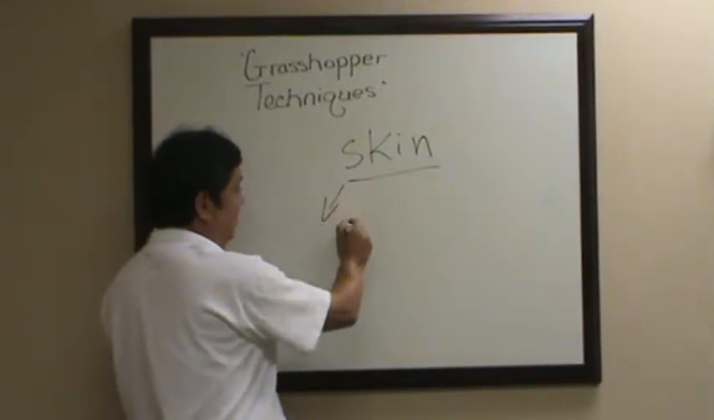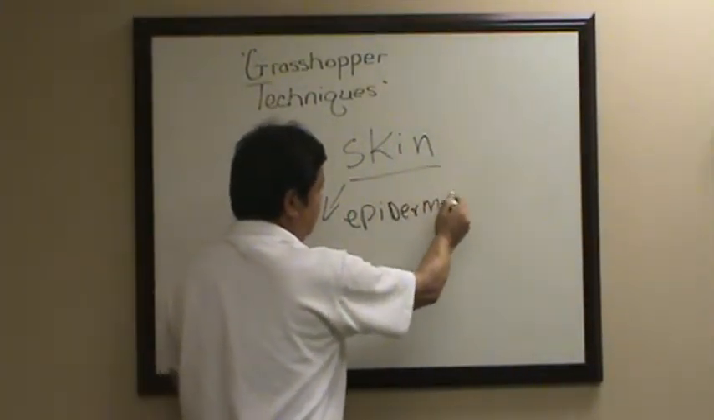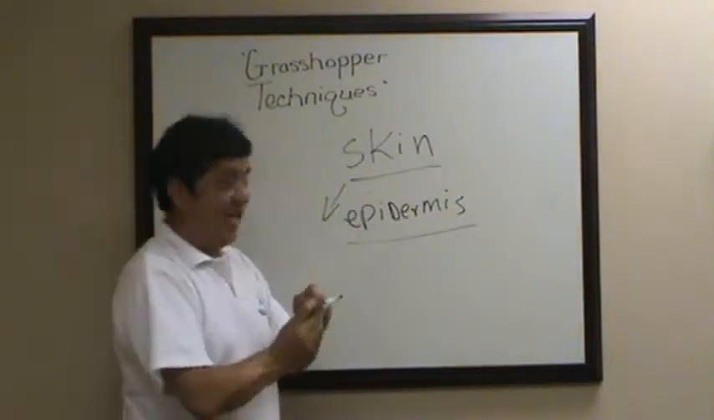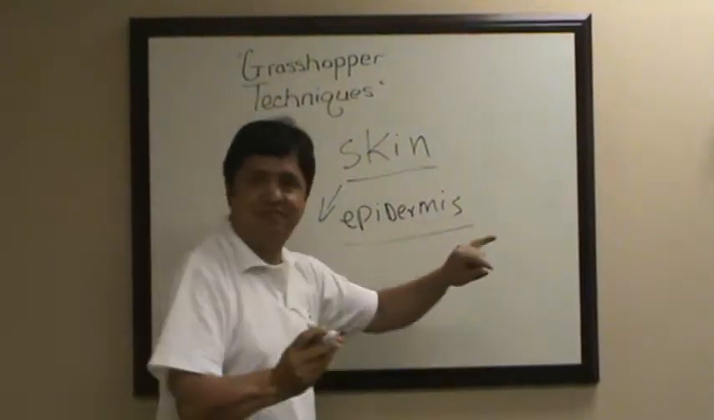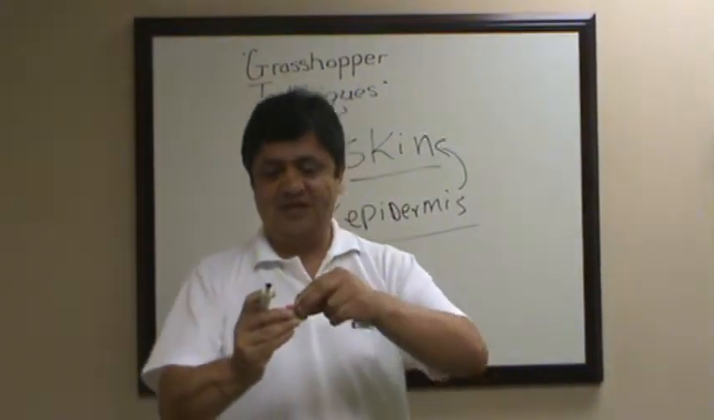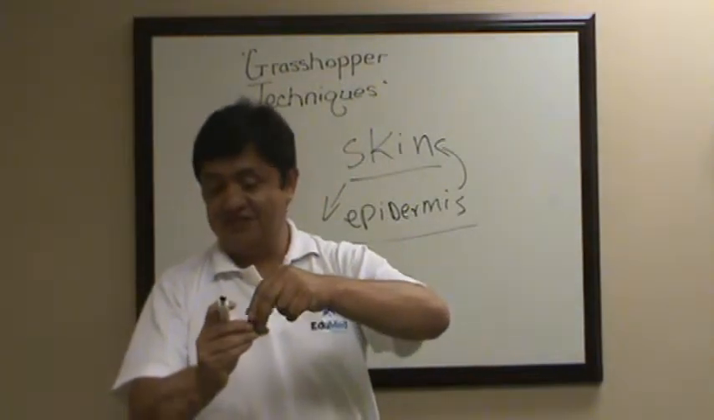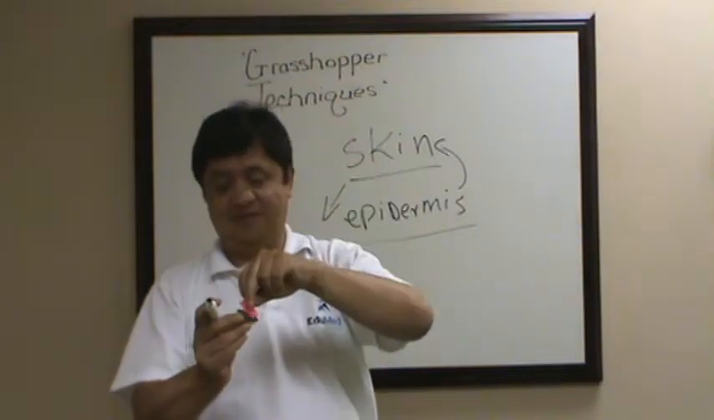So the first layer of the skin is called epidermis. Epi means above. Dermis means skin. So the epidermis is the first layer of the skin.